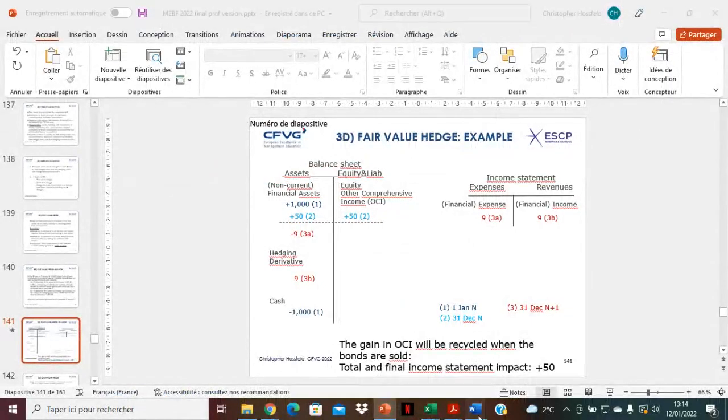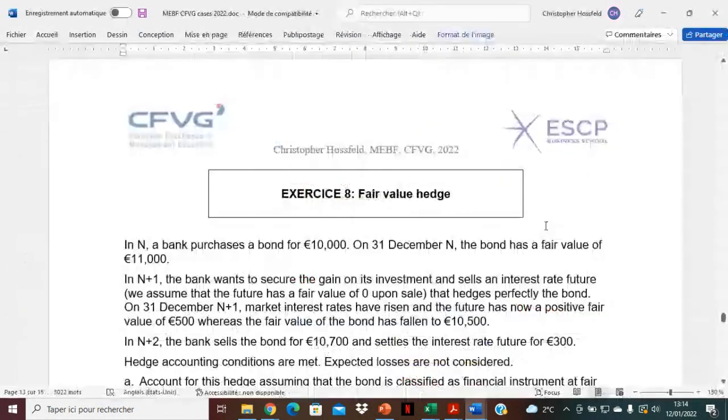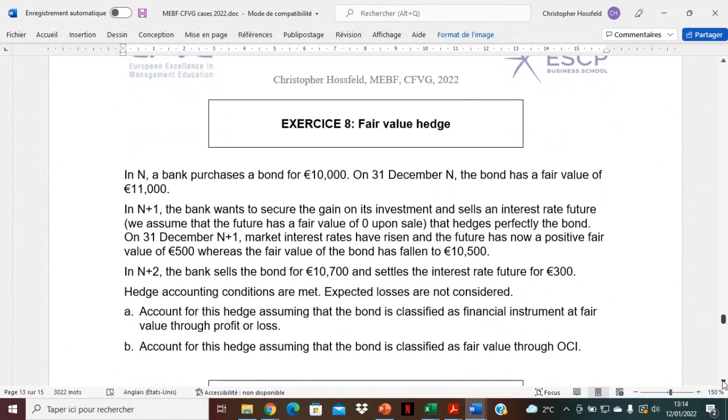Then let's have a look at the following exercise, exercise number 8, which indeed is on fair value hedges. In N, a bank purchases a bond for 10,000. At the end of the first year, the bond has a fair value of 11,000. In N plus 1, the bank wants to secure the gain on this investment and sells an interest rate future, and the future has a fair value of 0. That hedges perfectly the bond.